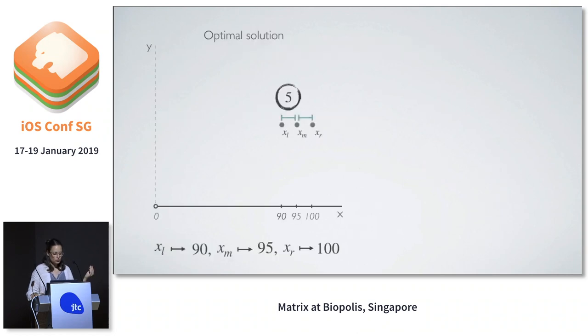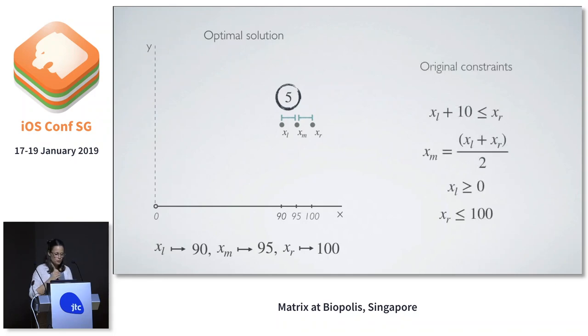So looking at the visual representation of these points now, we can see that the distance is the bare minimum, because we originally had the constraint for x left and x right to be at least 10 points from each other, so you can't get below that. And m is in the middle, all of them are greater than 0 and less than or equal to 100. So we just solved these constraints.